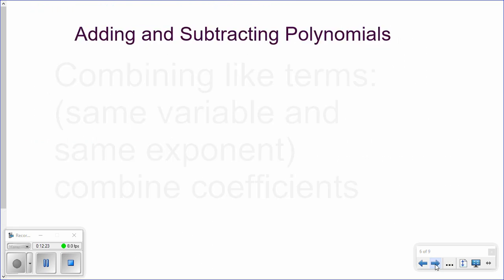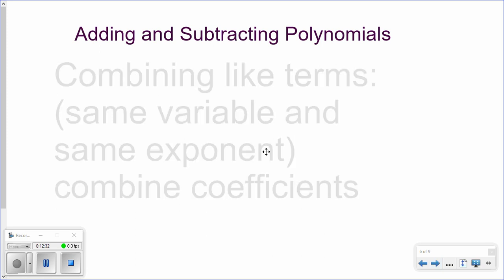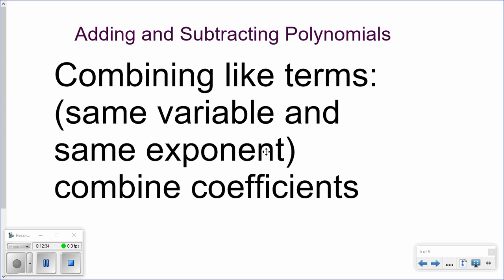Now, adding, subtracting polynomials. I'm going to go through this kind of quick because it is very much review for you. Okay? Adding, subtracting polynomials is just combining like terms. The ones that have the same variable and the same exponent. So this is kind of new to you, where they have the same exponent. We just go ahead and combine the coefficients. That's all adding and subtracting polynomials is.